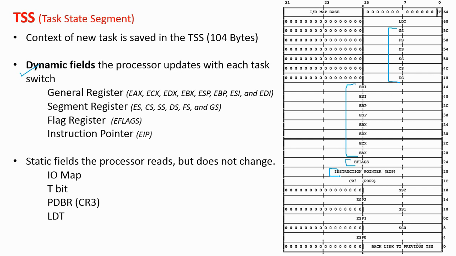So the processor gets updated with each task switch. Static fields are those fields which will remain constant, that is the IO permission bitmap, then the T bit, then the PDBR field of CR3, and the LDT.